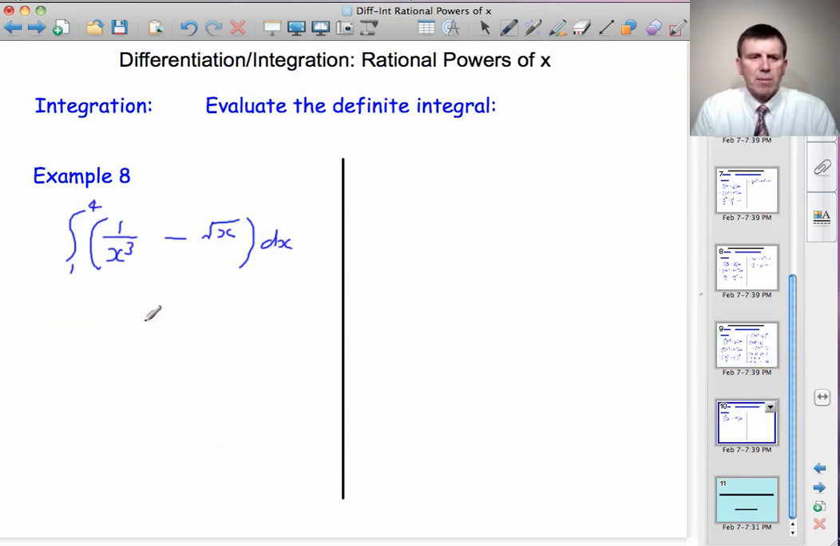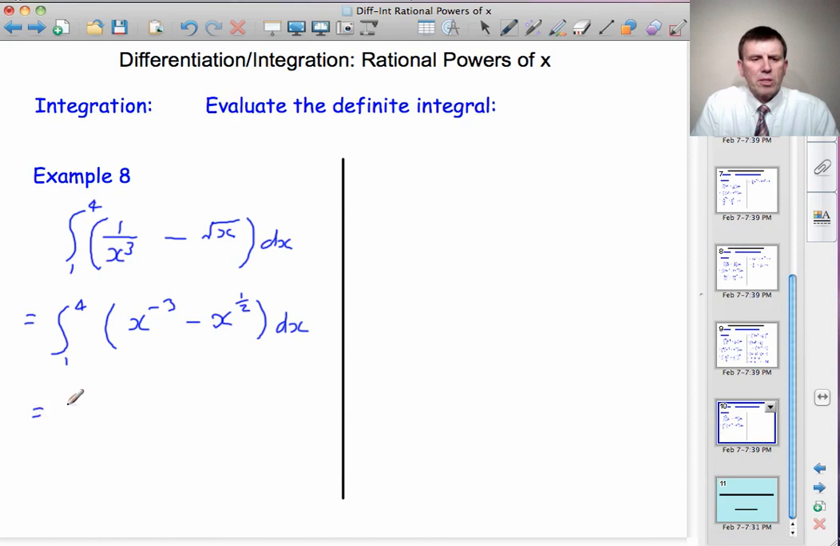And now our final example, example 8. Integrate 1 over x cubed minus root x between the limits of 1 and 4. First thing to do, rewrite it in a form that's easy to integrate. So 1 over x cubed we write as x to the minus 3, and minus root x becomes minus x to the power 1/2.